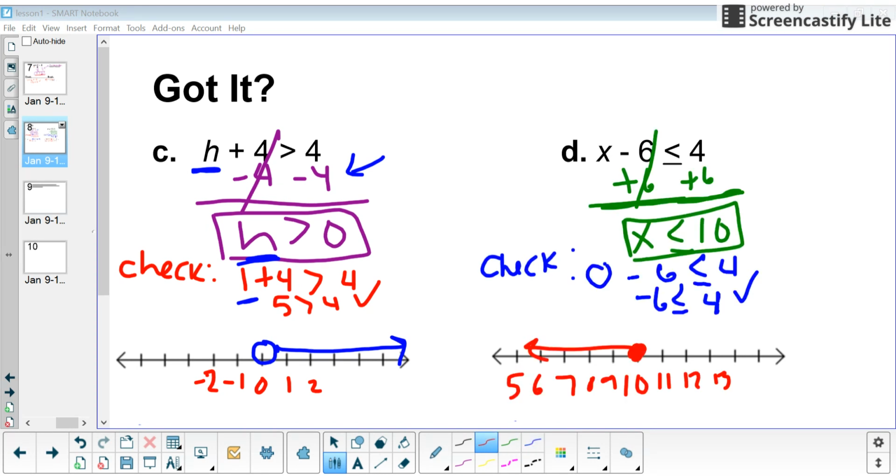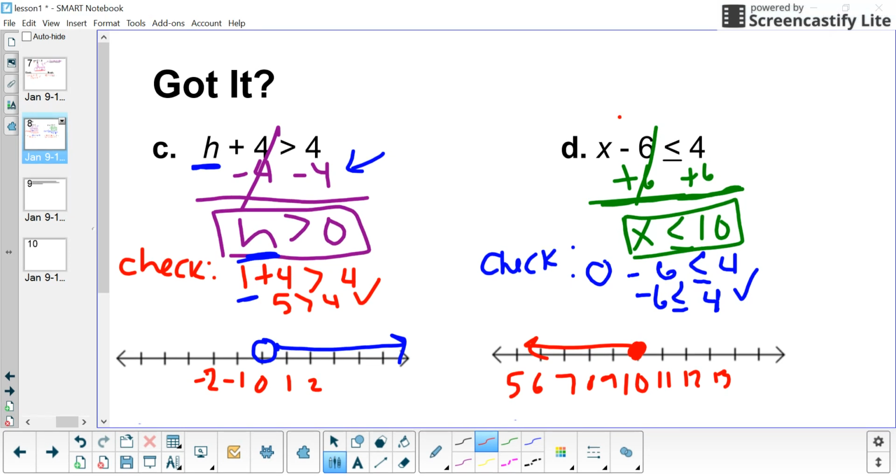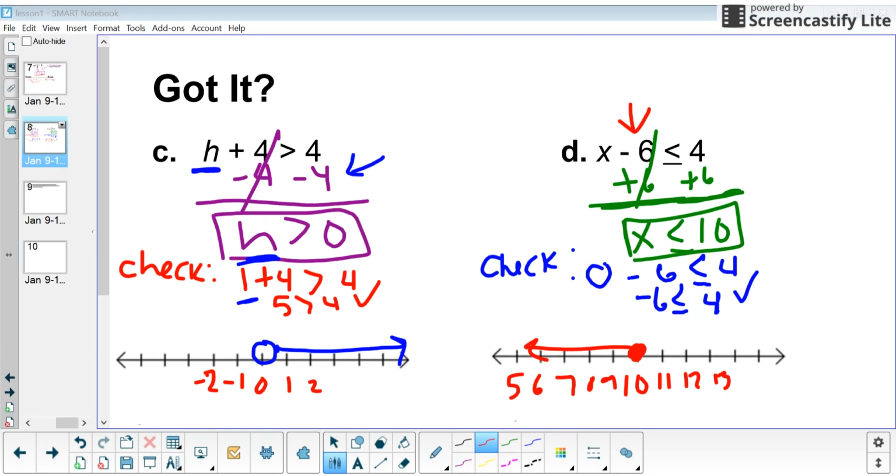Okay, hopefully you had the opportunity to take the time to look at that question. So if you notice, I started with my constant, which is minus 6. I did the opposite, which is add 6 on both sides. And then I got x is less than or equal to 10. And then when you check, I just plugged in 0. You can plug in anything, though, that is less than or equal to 10. So when I checked my answer, it worked out. Negative 6 is less than or equal to 4. And then when you graph, it's a closed circle on the 10, and it is to the left.